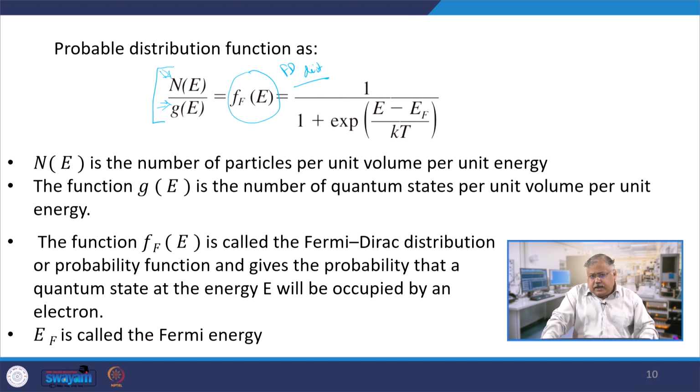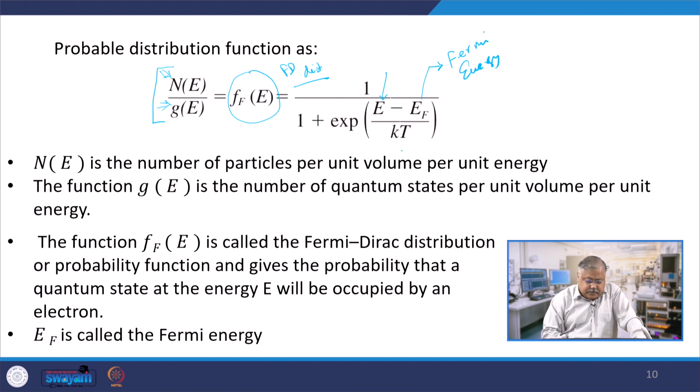Now this is where an interesting parameter comes into the picture. E is the energy, of course, T is the absolute temperature, k is the Boltzmann constant. A new parameter comes in, known as the Fermi potential or Fermi energy, so it's E minus EF, right? Now please look at this statement, which is very important from the understanding point of view. This function f of E is called the Fermi-Dirac distribution function, or Fermi-Dirac probability function, and it gives me the probability that a quantum state at energy E will be occupied by an electron.